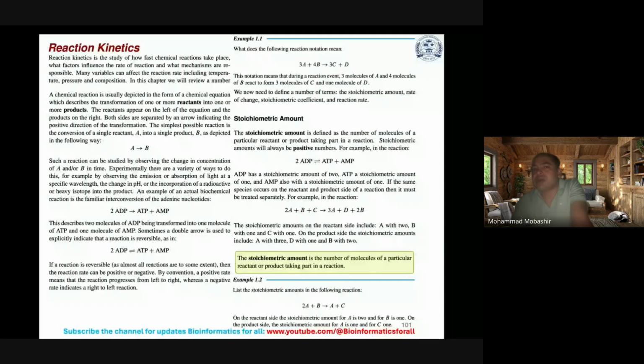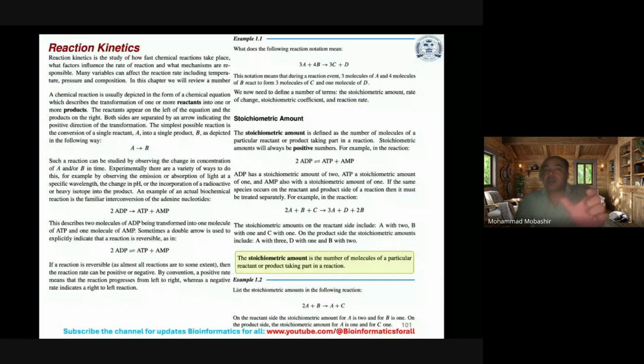For example, 3A plus 4B are the reactants, and 3C plus D are the products. This means that during a reaction event, three molecules of A and four molecules of B react to form three molecules of C and one molecule of D. So we need to understand this. And then you also can determine the stoichiometric amount, rate of change, stoichiometric coefficient, and reaction rates. Now, what is a stoichiometric amount?